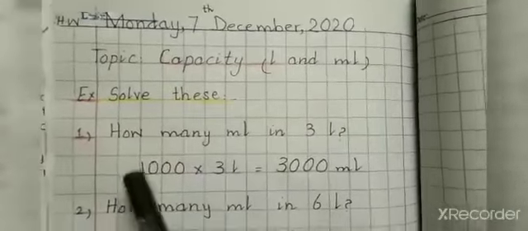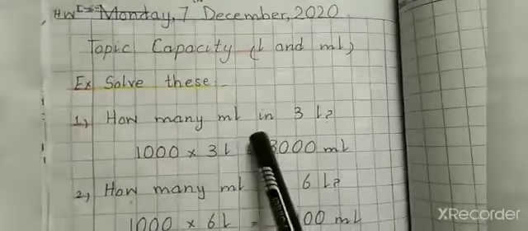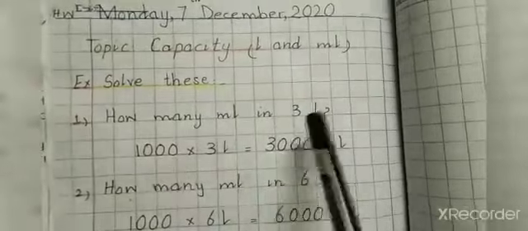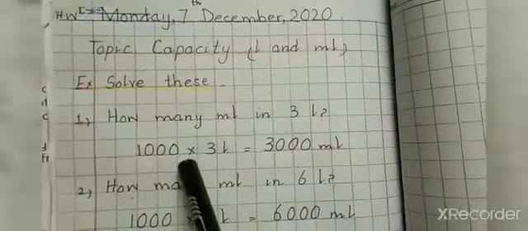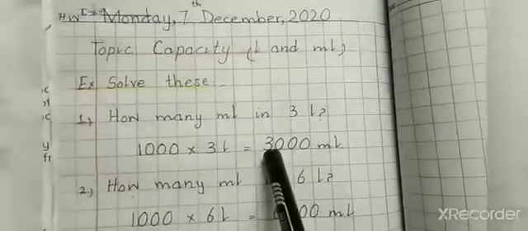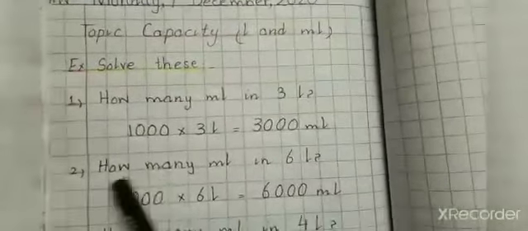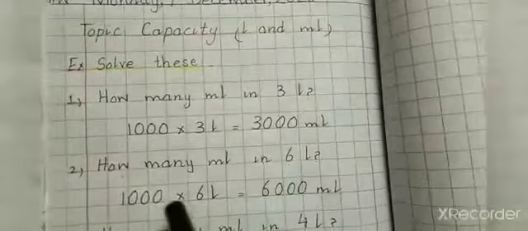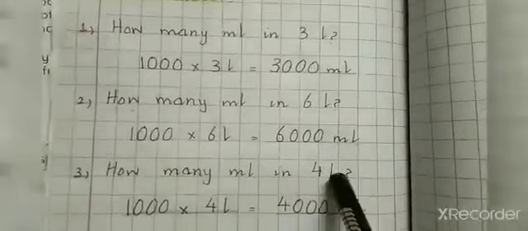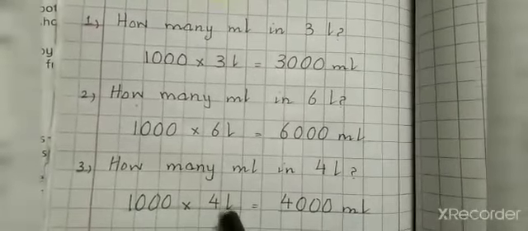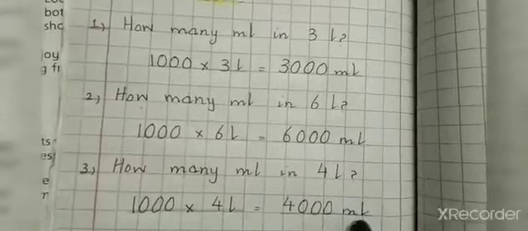Exercise, solve these. Number 1 is, how many milliliter in 3 liter? As in 1 liter there is 1000 milliliter, so we multiply 1000 and 3 liter, it becomes 3000 milliliter. How many milliliter in 6 liter? 1000 multiplied by 6 liter is equal to 6000 milliliter. How many milliliter in 4 liter? 1000 multiplied by 4 liter is equal to 4000 milliliter.